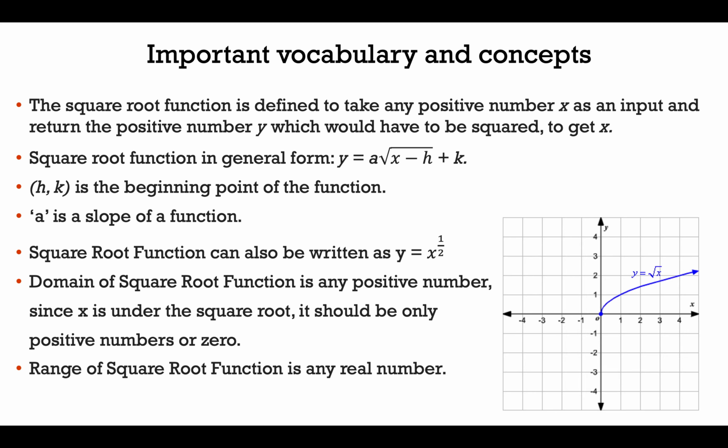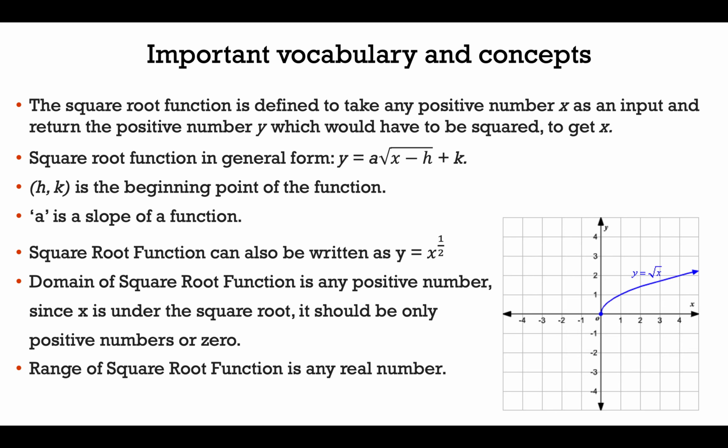Then let's look at the general form for the square root function. Y equals a multiplied by square root of x minus h, plus k. This is the general form for the square root functions. In this general form, as we can see here, there are several terms. There are a, h, and k. You might be wondering what they represent.